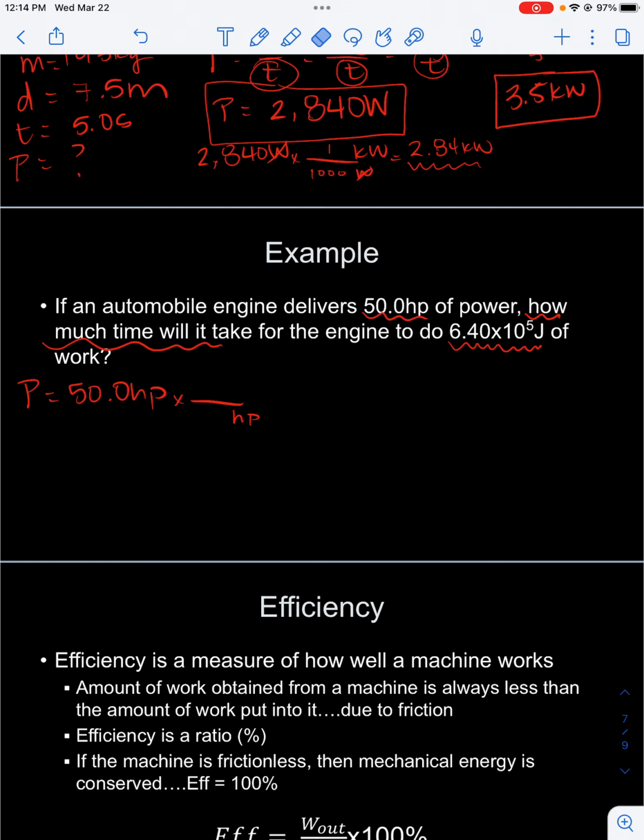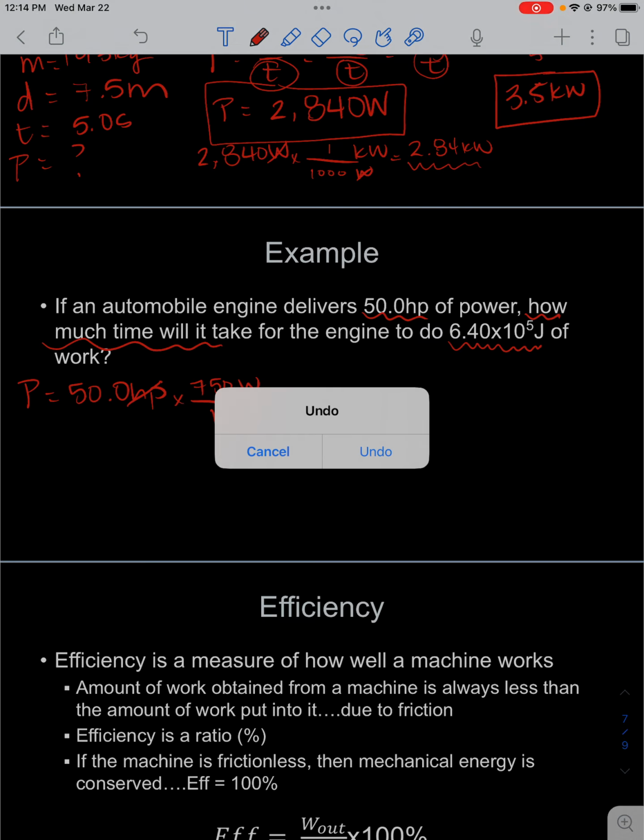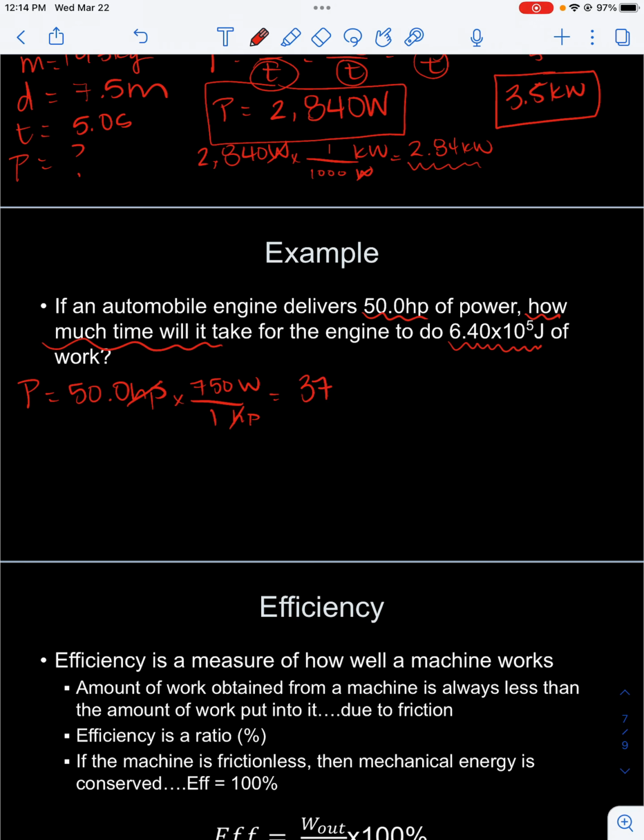Remember, not joules, watts. All right, so we do know that there are 750 watts in 1 horsepower. So we multiply that by 750, and we do get... 746. Let me just plug it into my handy dandy calculator. 50 times 750 does give us 37,500 watts.